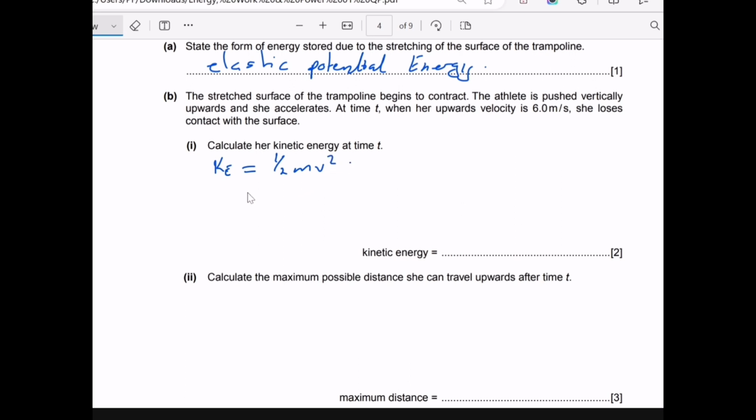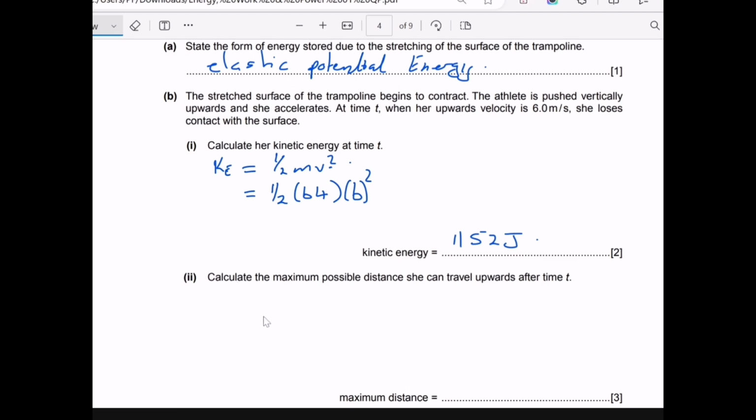Okay, so we want the kinetic energy at that particular time. The mass is not affected, it remains constant. So the mass was said to be 64 kgs. Don't forget that. Then the velocity was said to be 6 meters per second. But remember, it's squared here. It's v squared. So you're supposed to punch this in the calculator. Then you would get 1,152 joules as the kinetic energy.